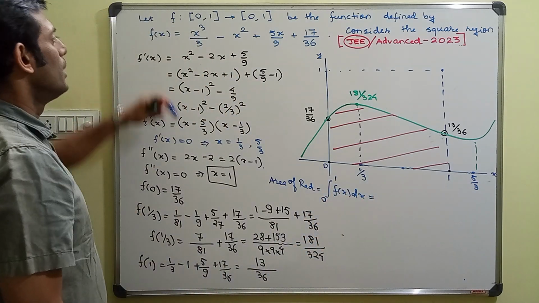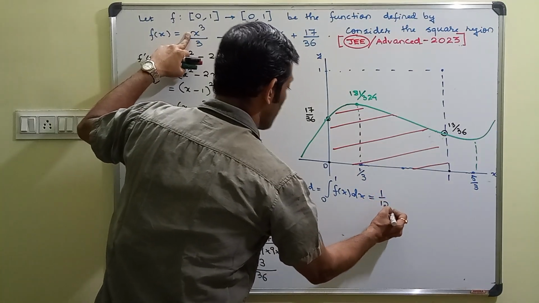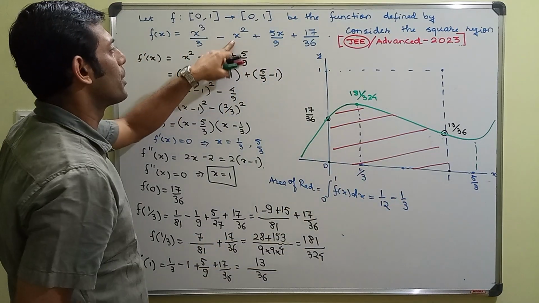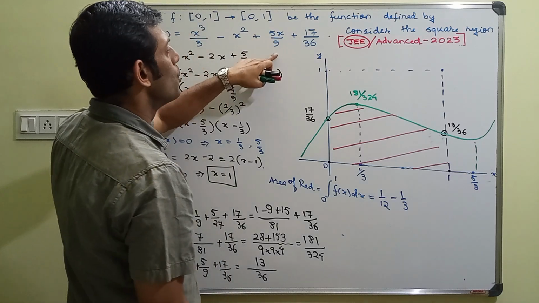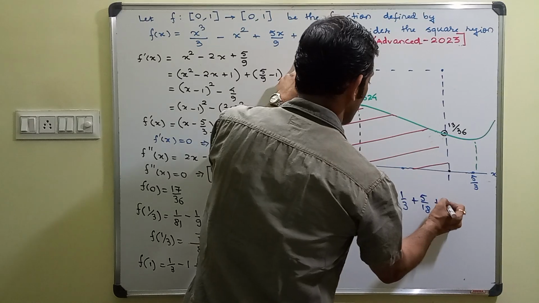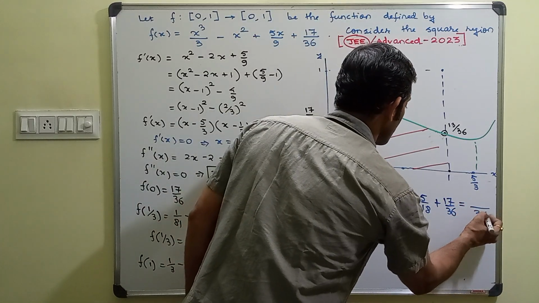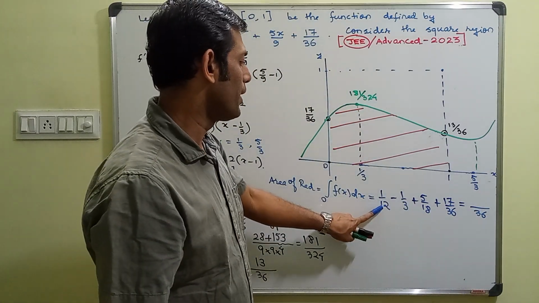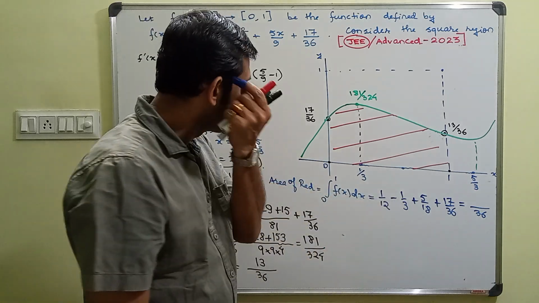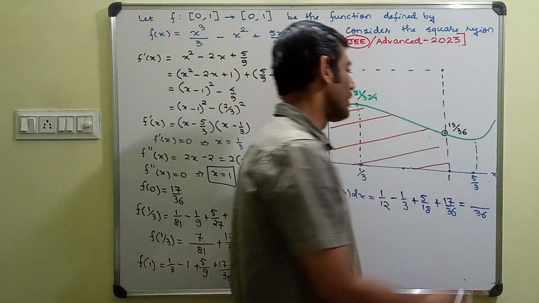So if I go straight, then x to the power 4 by 4 will produce x to the power 4 by 12. So that will be 1 by 12, minus x cube by 3, so 1 by 3. Lower limit being 0 need not be considered. Plus 5 by 9 x square by 2 means 5 by 18, and plus 17 by 36 into x, that is going to be 1. So in all, if I take this as a 36, then I have how much? 3 times, so 3. 3 minus 12 is minus 9. Minus 9 plus 10 is 1. 1 plus 17 is 18.